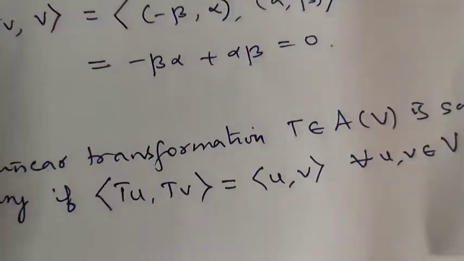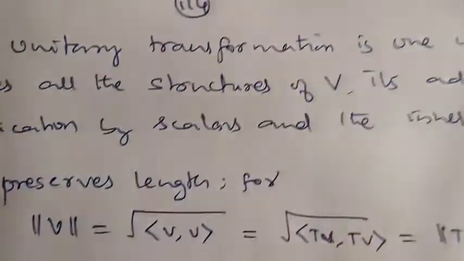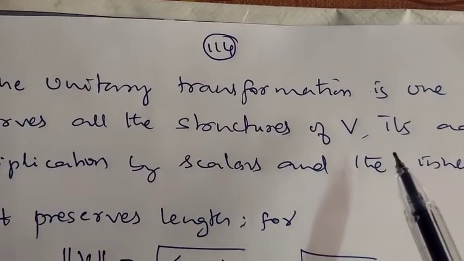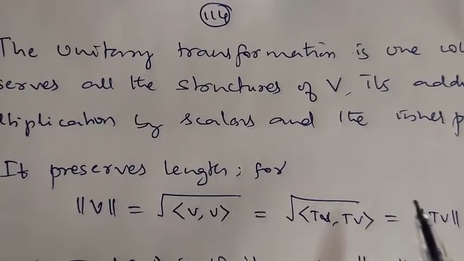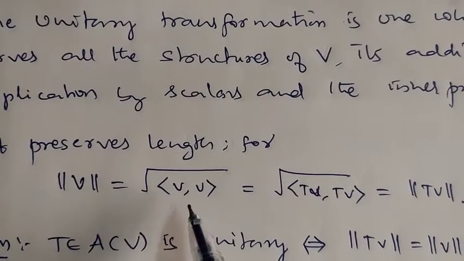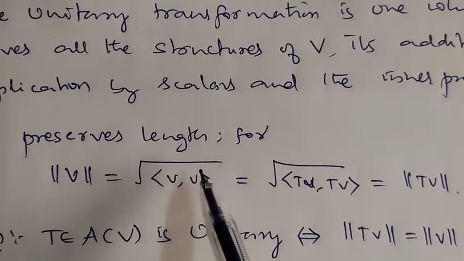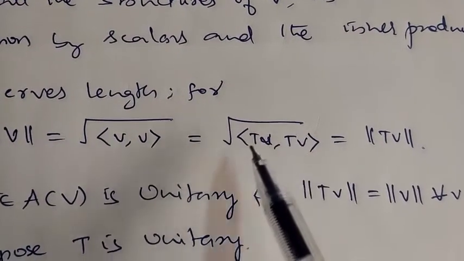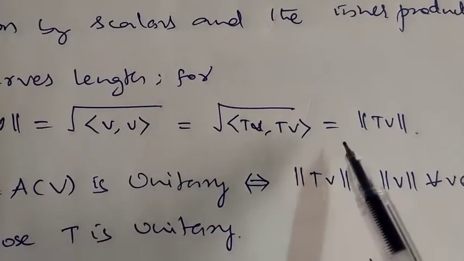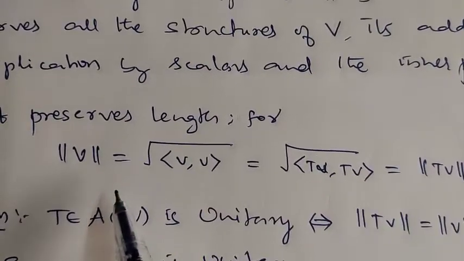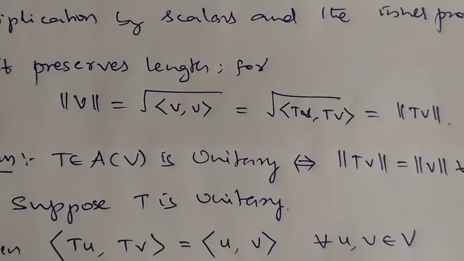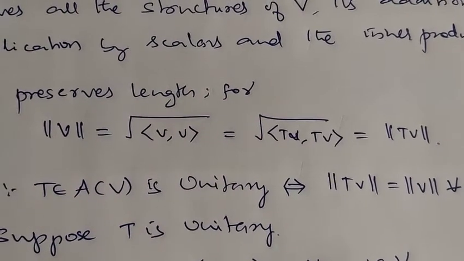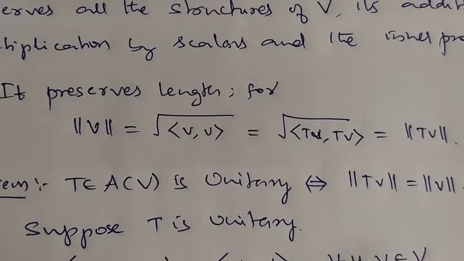Now this unitary transformation is the one which preserves all the structures of V: its addition, multiplication of scalars and the inner products. It preserves length also, because the norm of v can be written as the inner product of v comma v to the power 1 by 2, or under root. So this is equal to the square root of the inner product of T of v comma T of v, which is nothing but the norm of T of v. So the norm of v is the same as the norm of T of v, meaning T preserves the norms. Therefore the unitary transformation preserves the norms, meaning it preserves the length of a vector.